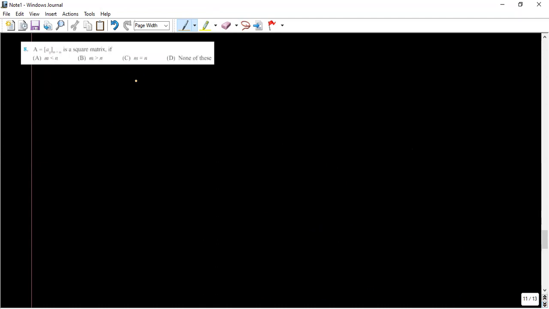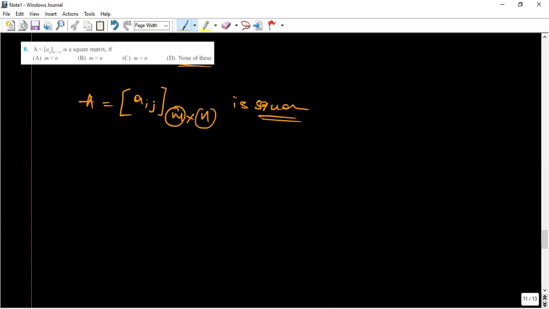You can see here, an MCQ: a square matrix. They are telling us there is a matrix A equal to Aij with m rows and n columns, and it is a square matrix. They have given the options m is less than n, m is greater than n, m is equal to n, and none of these. Which option is correct? We know that a square matrix means the number of rows and number of columns are equal. That means m is equal to n. This is how we can find the solution.